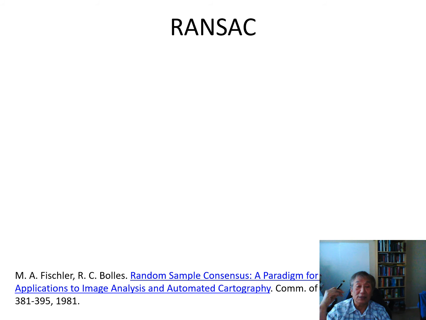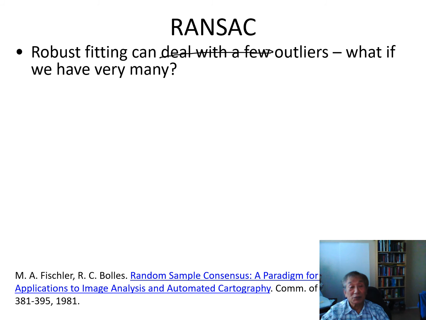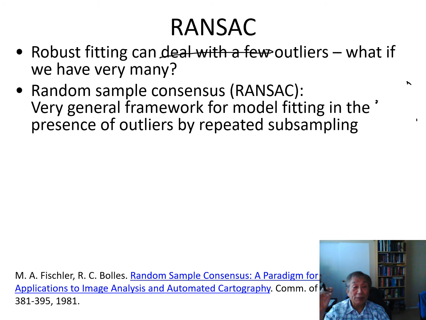That's the idea. Let's go to the idea about RANSAC, because we don't have much time. So robust fitting deals with a few outliers. If there are a few things that are way outside, that's the outlier, then the whole calculation gets messed up. So how can we solve that problem?